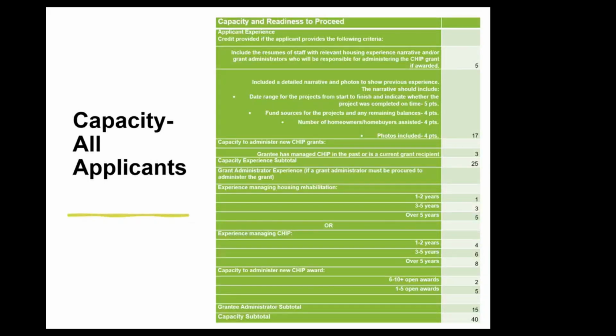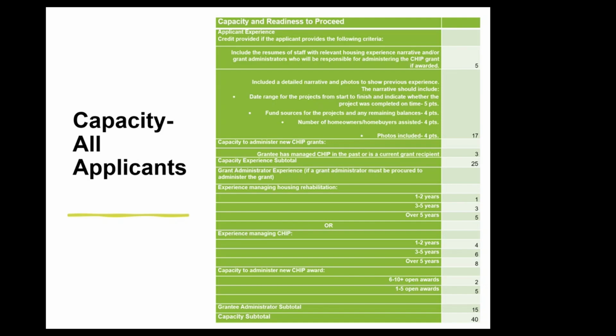Can you clarify what the 1 to 5 open awards and the 6 to 10 open awards mean? That is for our grant administrators that we've worked with in past awards. Honestly, that should say the experience managing CHIP. If you're a new applicant, you have no awards, so you wouldn't receive any points for that part, because this is for grant administrators that have actually administered CHIP.